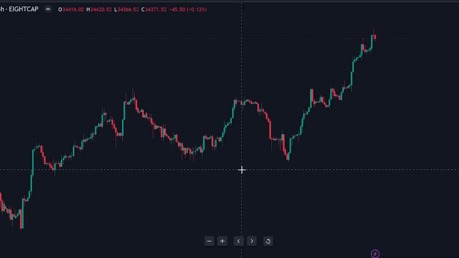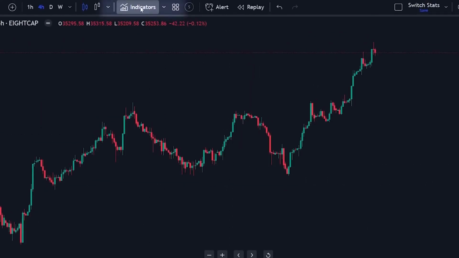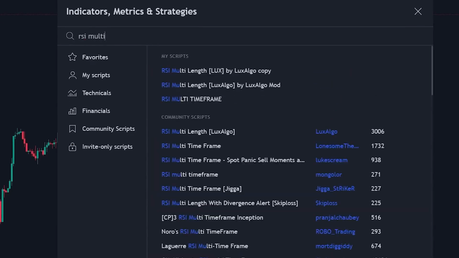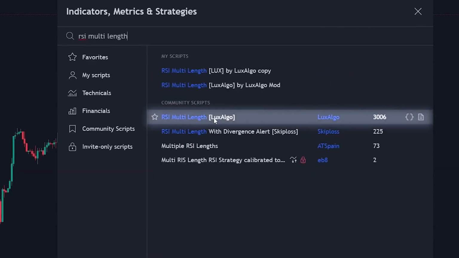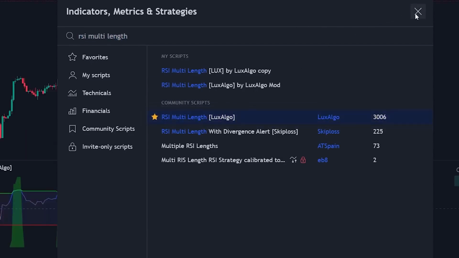You're going to want to go to TradingView. Click on Indicators and search for RSI Multi-Length. It's this one by Algo. You're going to want to save it. Now click here to add it to your chart.